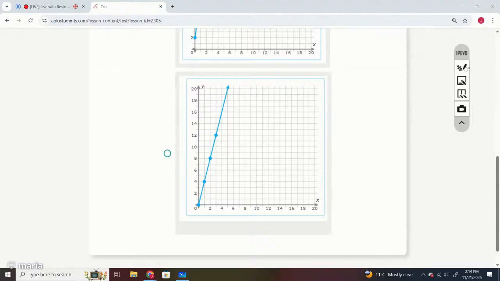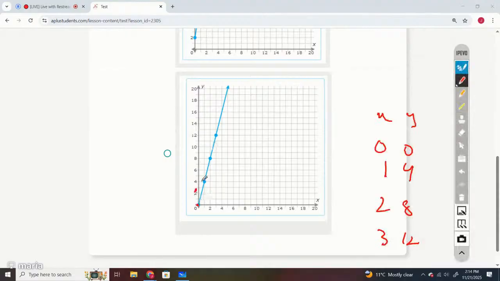Okay, 0, 0: x is 0, y is 0. x is 1, y is 4. x is 2, y is 8. x is 3, y is 12, right? So the second option is the correct option.